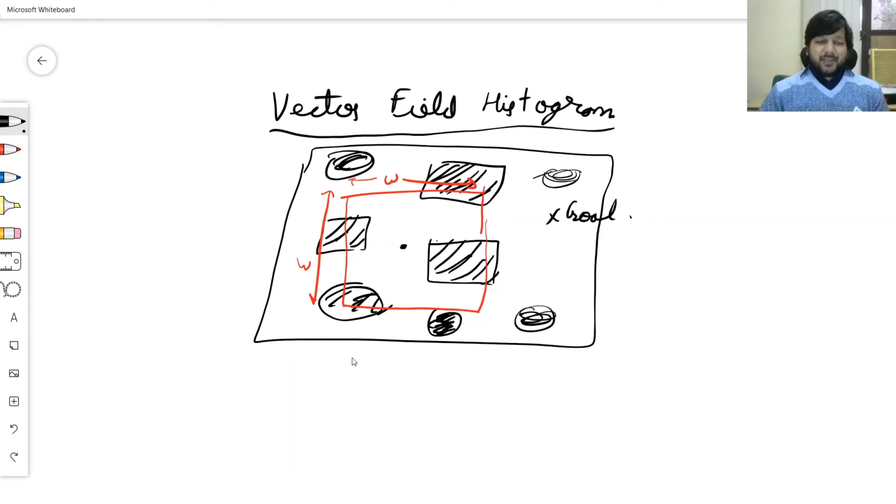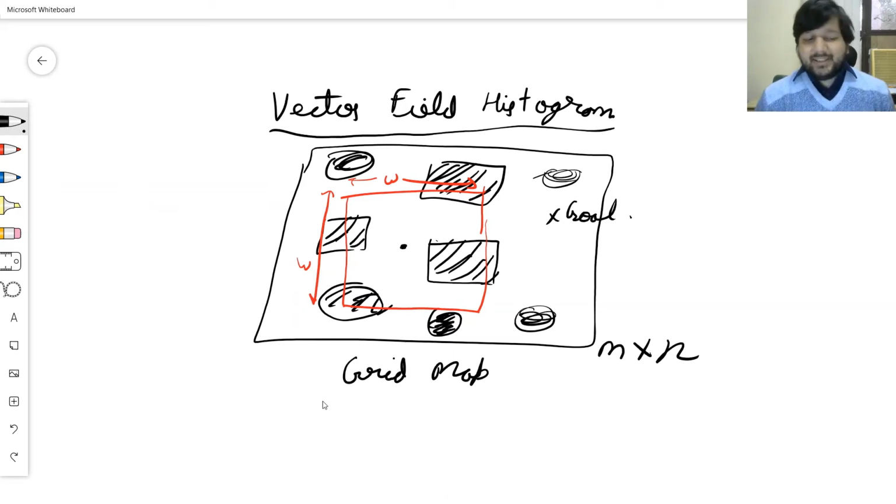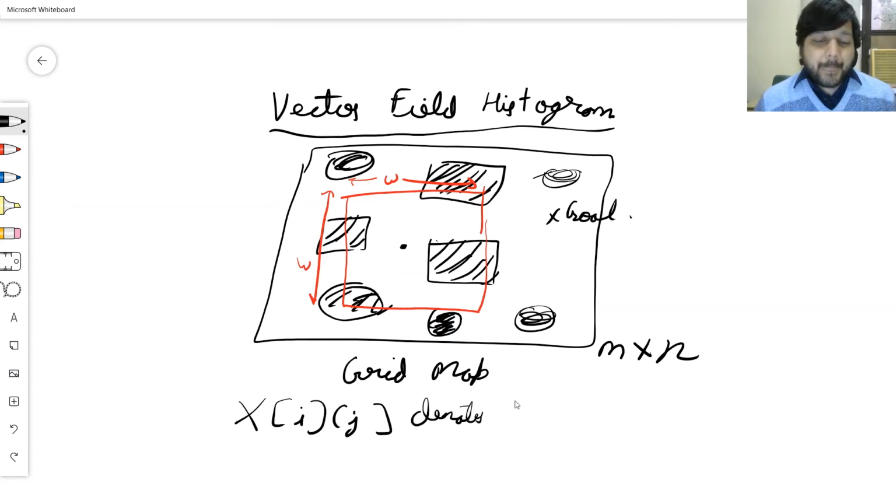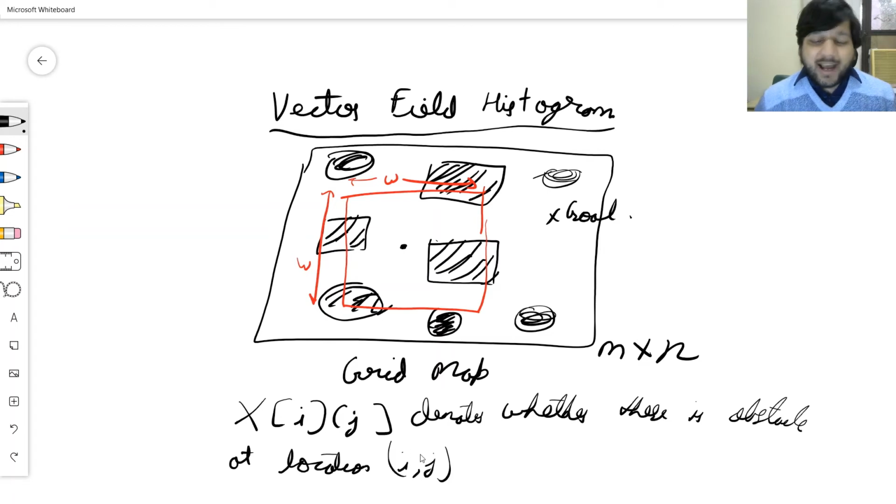And what I'm going to do is have a grid map of size m cross n. In this grid map of size m cross n, x of ij denotes whether there is an obstacle at location i comma j.